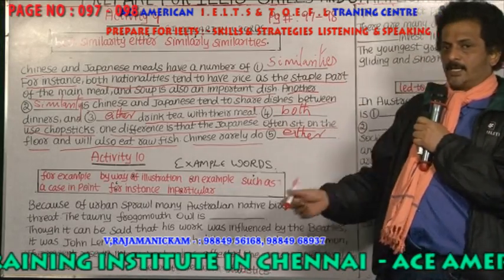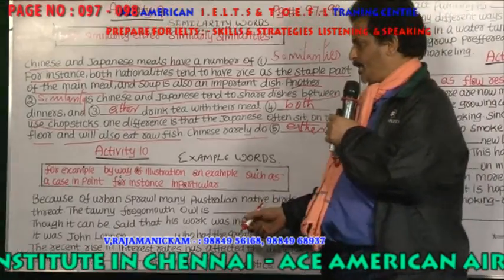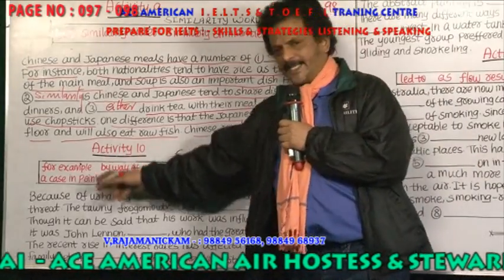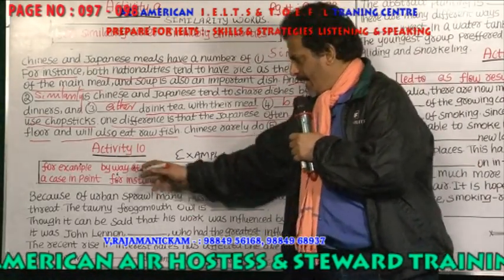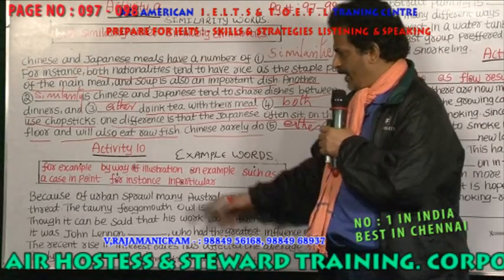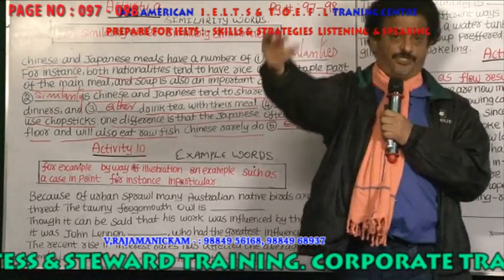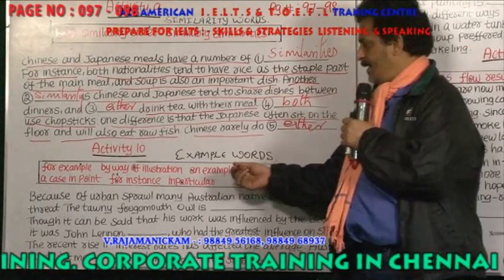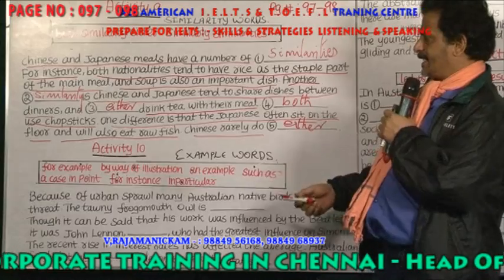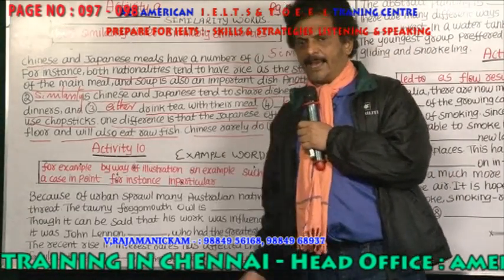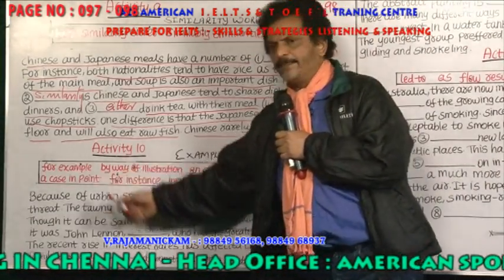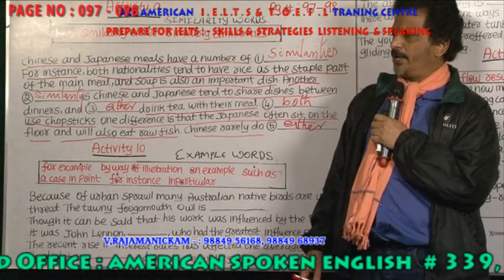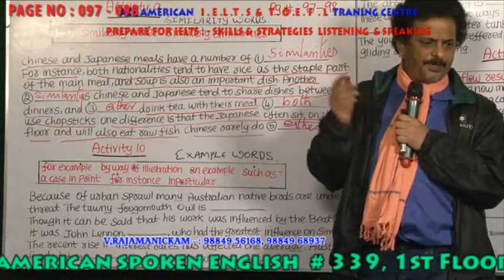Now coming to the next topic, activity 10, example words. For example, number 1, by way of illustration. See the word by way of illustration. So this is also an example. An example such as; there's a difference between an example, for example. A case in point. What do you mean by a case in point? It is an example, a case in point.